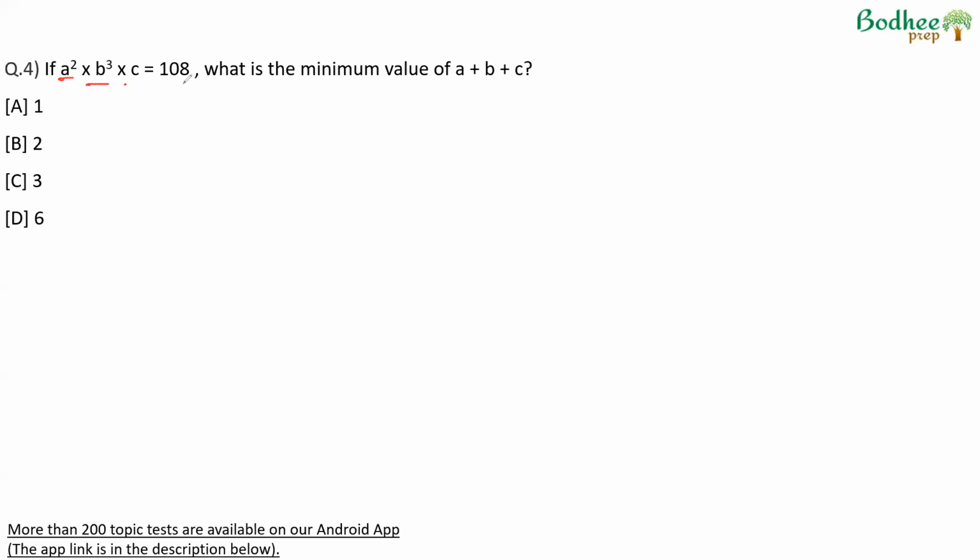A square b cube into c is 108. What is the minimum value of a plus b plus c? A product is given. We have to find the minimum sum. The sum will be minimum when the values are the same.